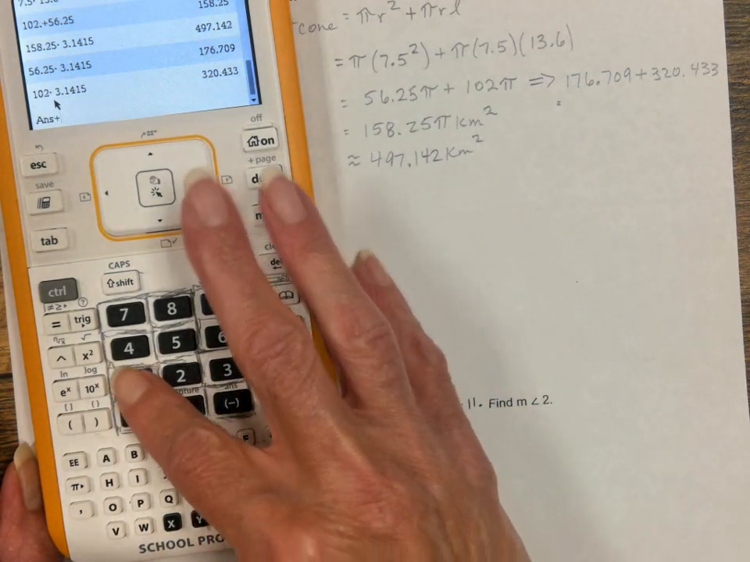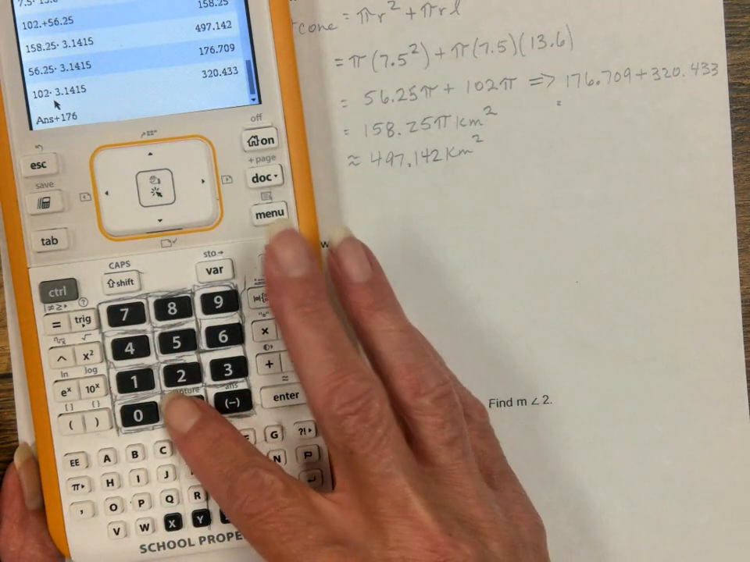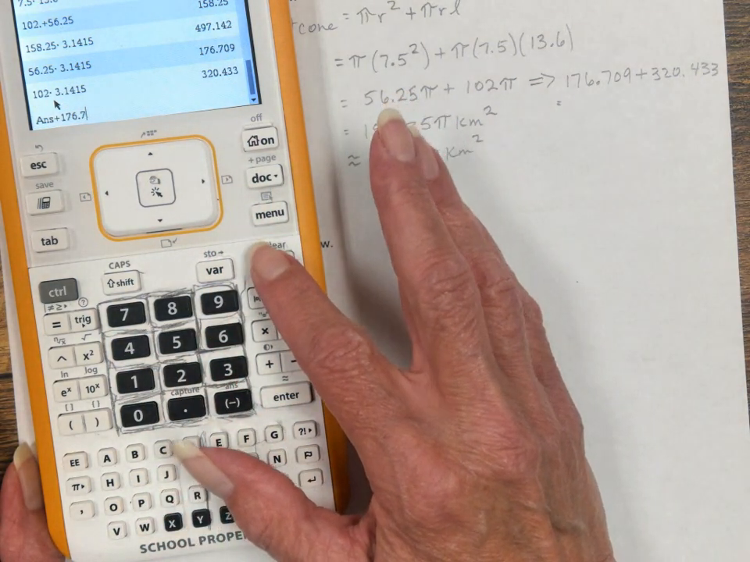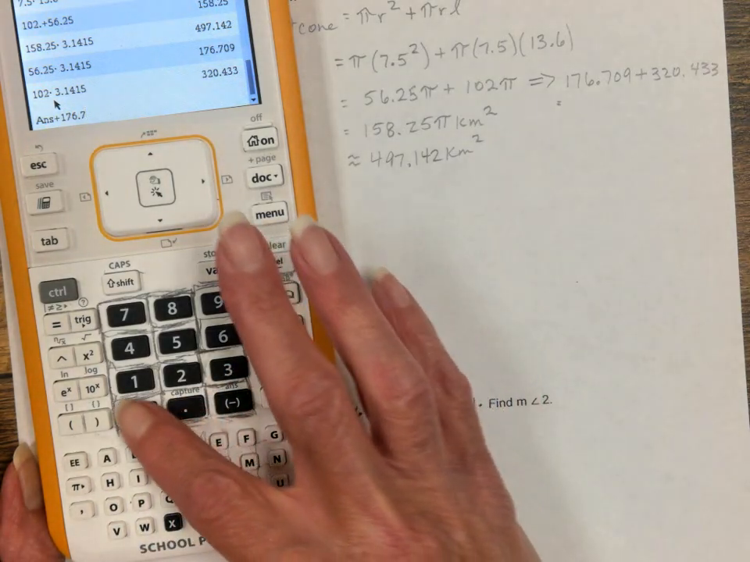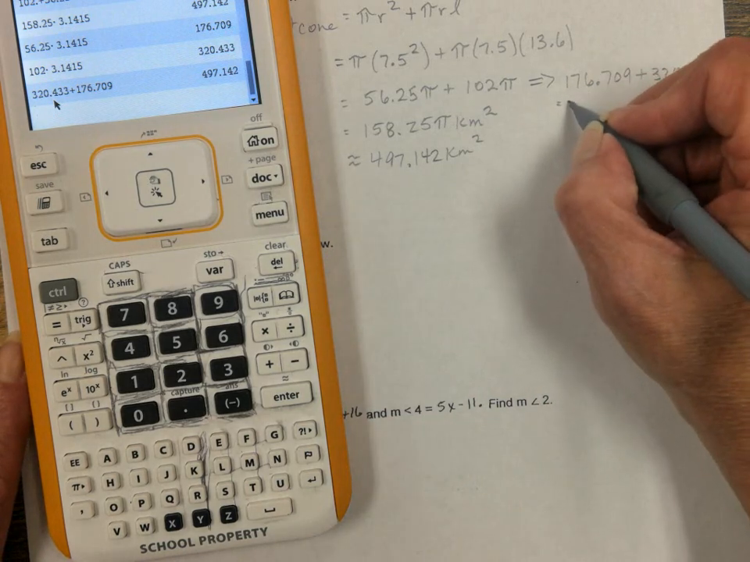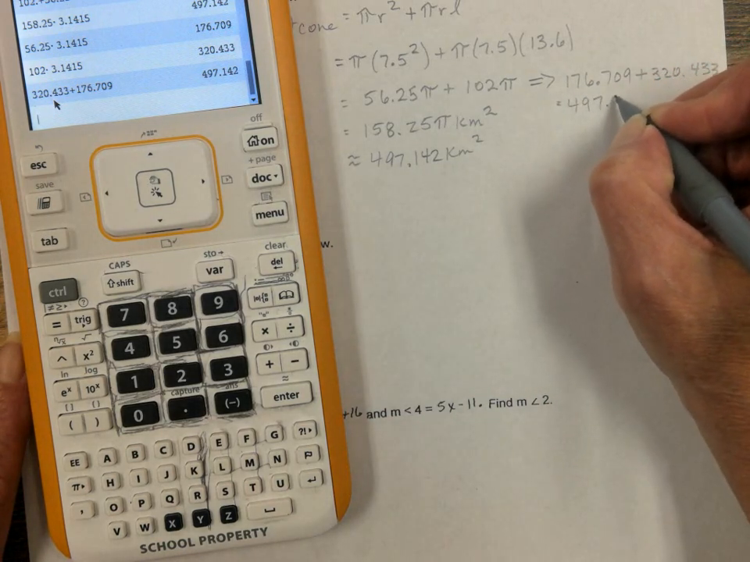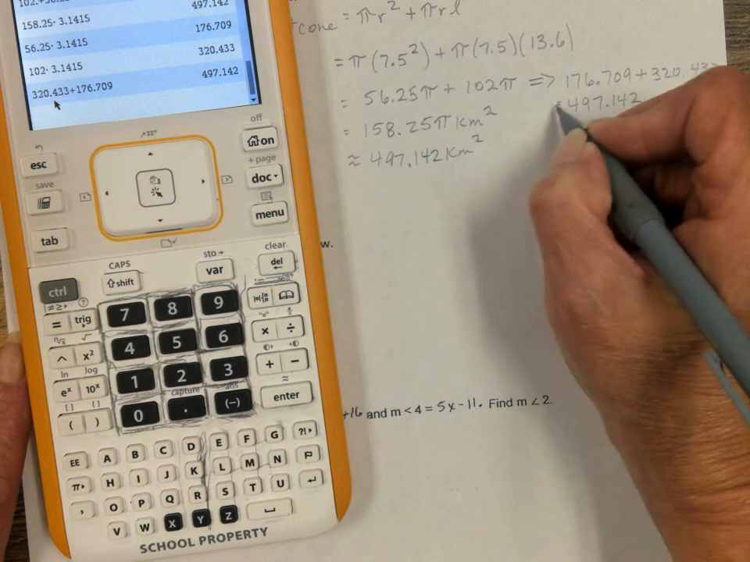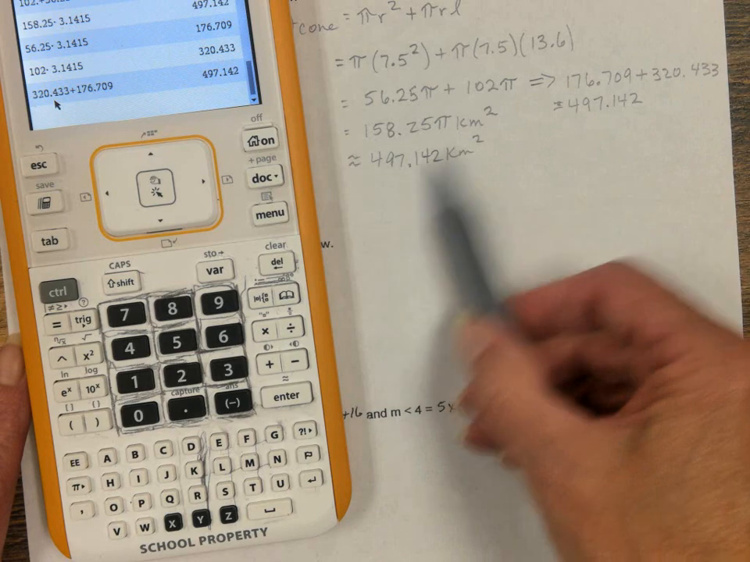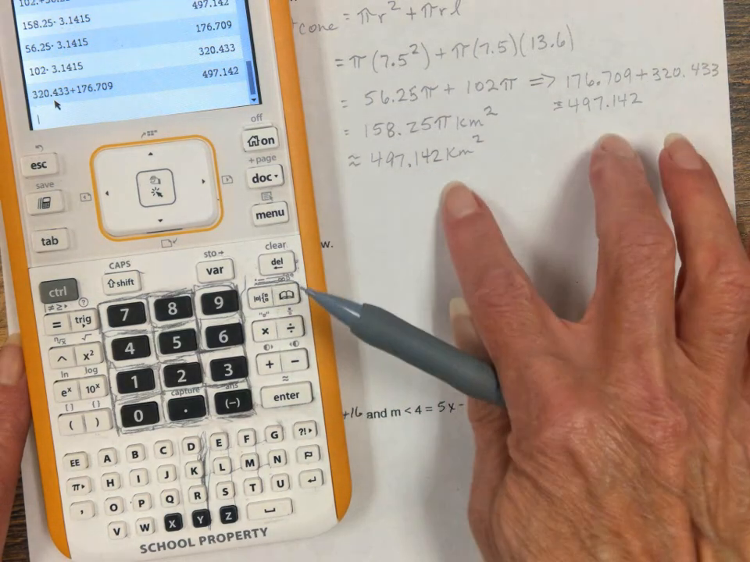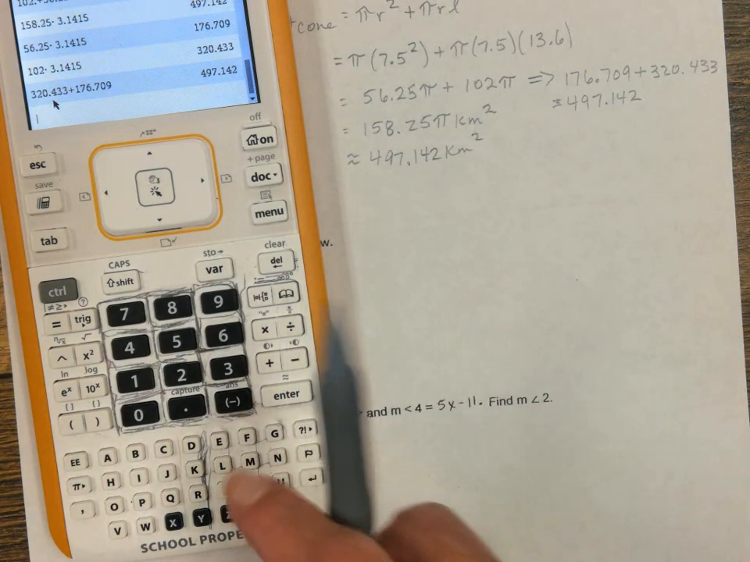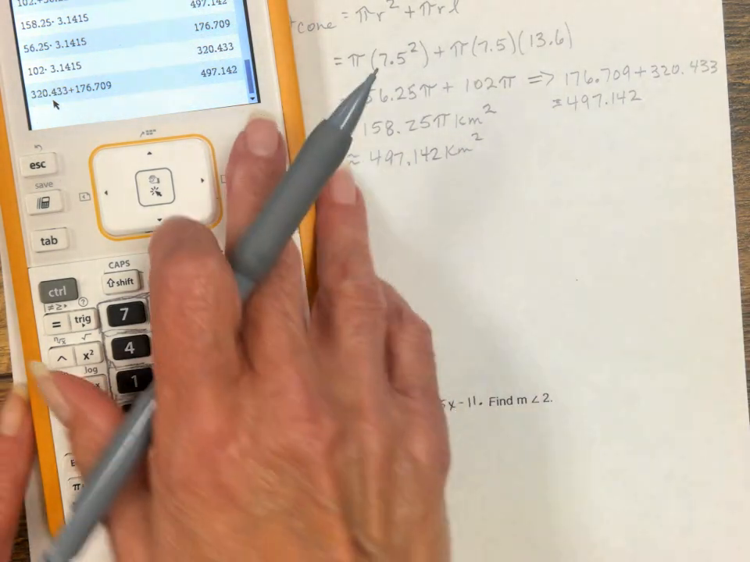So plus... 176.70, that's not right. Delete. 176.709. Look, I got the same answer. I'm so excited. Okay, so that's the difference in multiplying out pi or just leaving pi in there. It doesn't really affect the calculation part, but I can understand if you're a little confused about are they like terms or not.